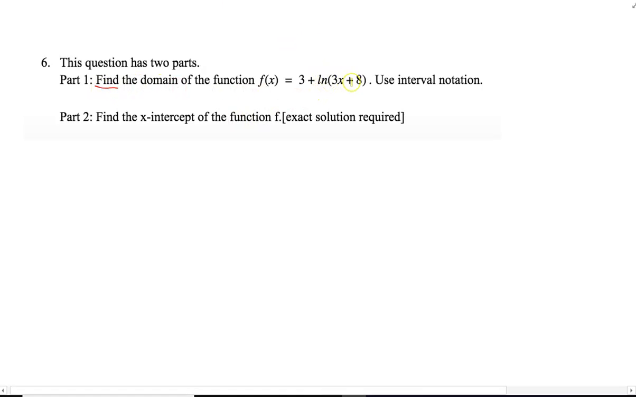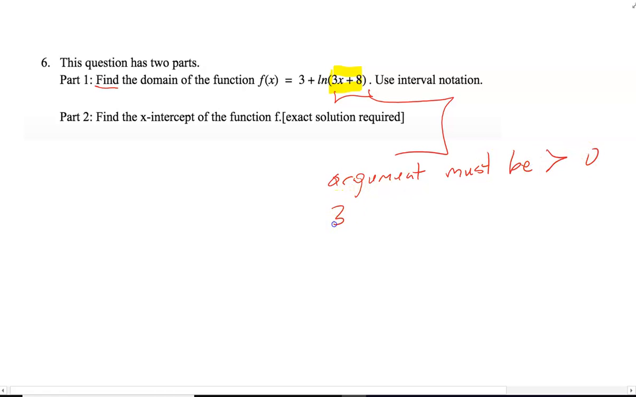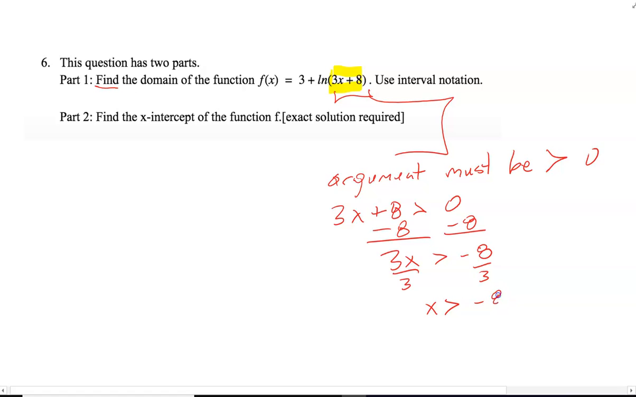When we find the domain of a log function, focus only on the argument. For the domain, the argument must be greater than 0. So we say 3x plus 8 is greater than 0, then use some algebra to solve. Subtract 8 from both sides, we have 3x greater than negative 8. Divide both sides by 3, so x is greater than negative 8 thirds.